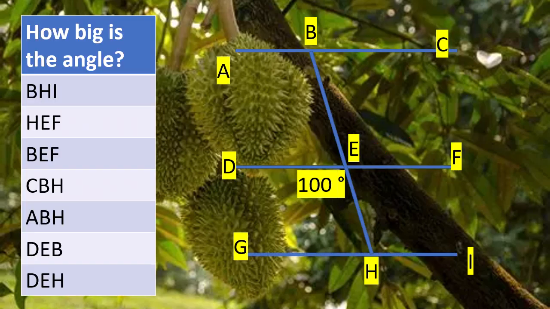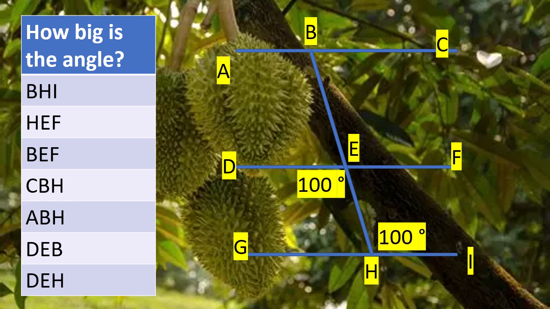Okay, we're going to end on a quiz. You can see there's a list of angles on the left there, BHI, HEF, etc. And in the picture on the right, you're given the size of one angle, 100 degrees. So what you have to do is calculate all the other angles and then put their correct size next to the description on the list. You're not going to be able to do them in the order that they're on the list. So have a go, take your time, put the video on pause because I'm going to go on now with the answers.